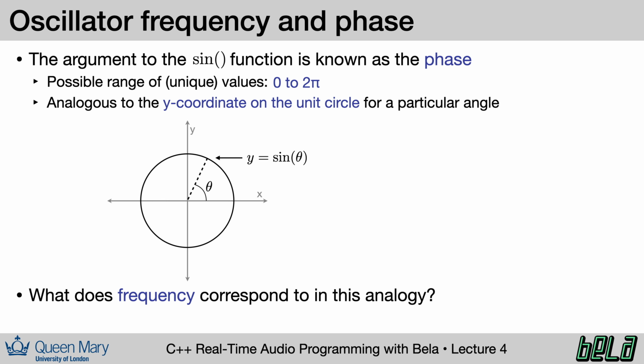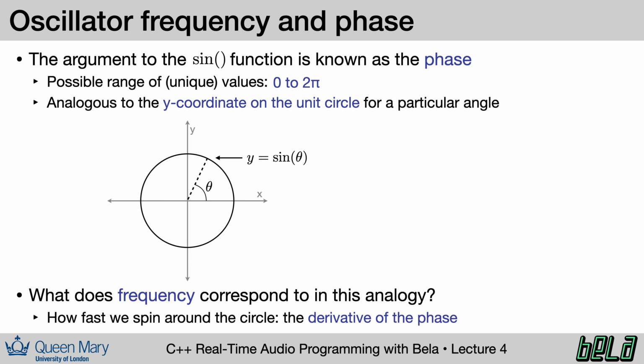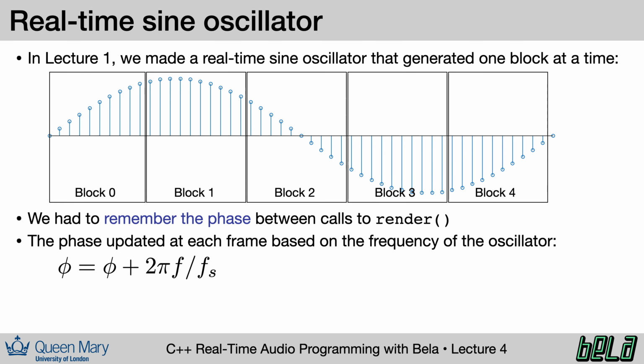And so, given this definition of phase, we had to figure out what we meant by frequency. And what we saw in Lecture 1 is that the frequency of the sine oscillator was essentially how fast we would spin around the circle. In other words, it was the derivative of the phase. So looking back to how we generated a real-time sine wave, what we did was remember the phase between each call to render, and after every audio frame, we would update the phase according to a particular formula that we see here. If phi represents the phase, then we would calculate phi equals phi plus 2 pi f divided by fs, where f is the frequency of the oscillator and fs is the sampling frequency, in this case 44,100 Hz.